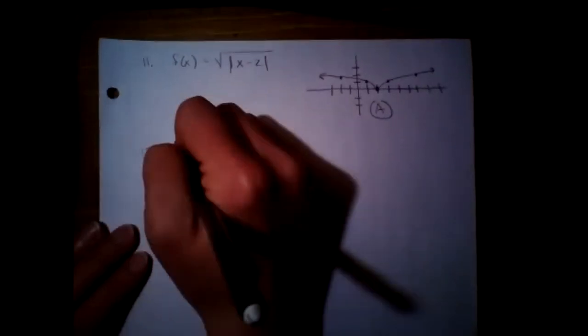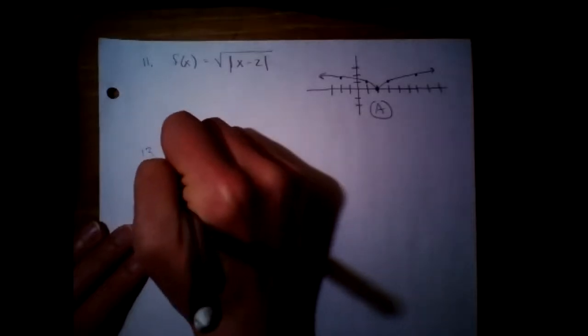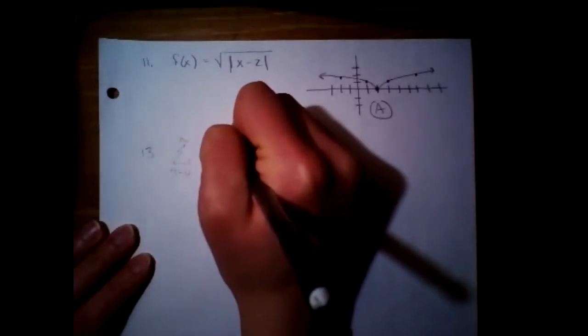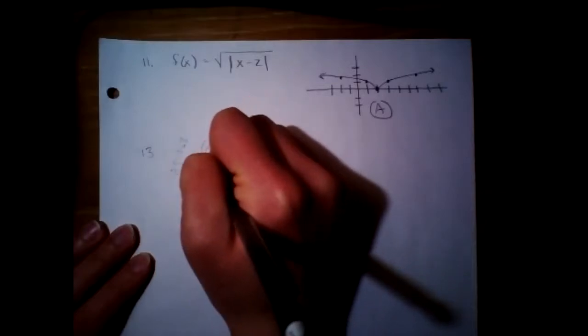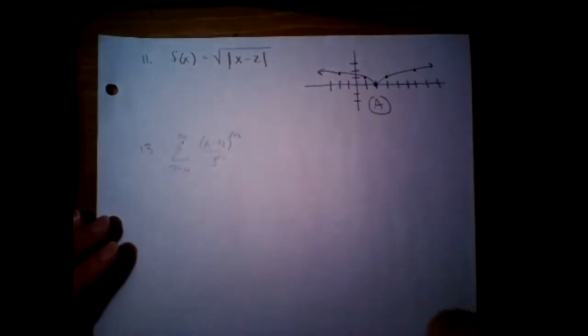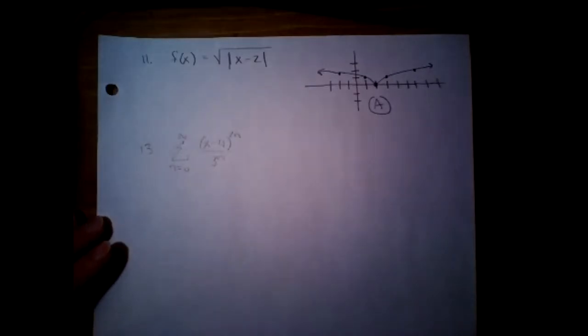Okay, so this one's going to be another ratio test. Let me write out the problem here. We've got sum 0 to infinity, x minus 4 to the 2n over 3 to the n. So radius of convergence is your ratio test. This is going to converge where whatever we get out of the ratio test is smaller than 1.